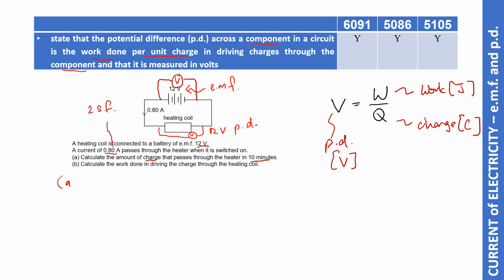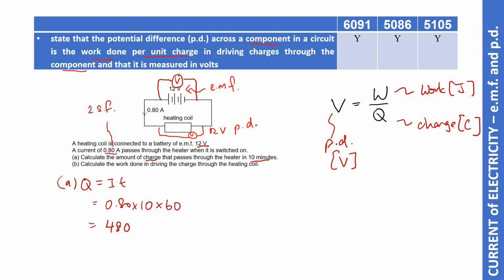So what are we given? We are given the current, we are given the time, so we can find the charge. Q is equal to I times t. So you get current 0.8 multiplied by the time, which is in minutes. You need to convert that to seconds, the SI unit. So you multiply by 60, and we will get, let me get my calculator. Okay, don't need a calculator, we can do this. 480.